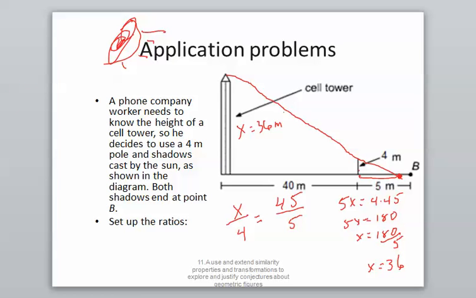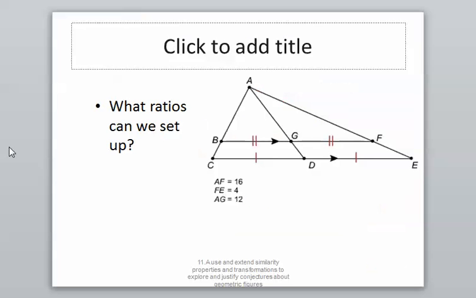A little bit of an application makes a little bit of sense. Okay, let's set up some ratios with this one. So we know that this is equal to this. Note, I'm always looking at these things that are equal. And that this is equal to this. They're giving me that AF is 16, FE is 4, and AG is 12. I'm sure they're wanting to know what this one is right here, GD.